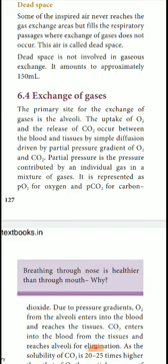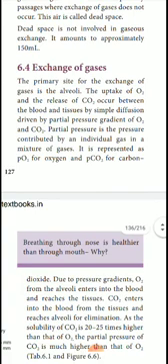The exchange of the gases happens at the alveoli. The uptake of oxygen and the release of CO2 occur between the blood and tissue by simple diffusion, driven by the partial pressure gradient of oxygen and CO2. Partial pressure is the pressure contributed by an individual gas in a mixture of gases.